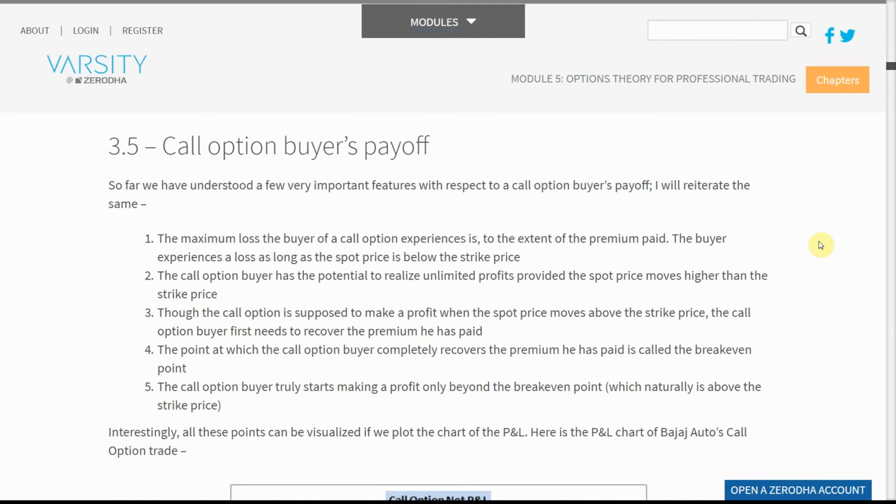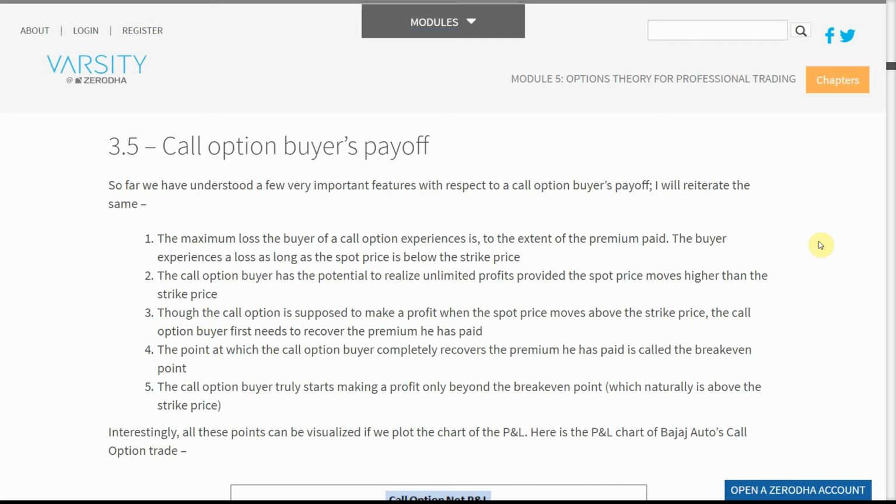So far we have understood a few very important features with respect to a call option buyer's payoff. I will reiterate the same. The maximum loss the buyer of a call option experiences is to the extent of the premium paid. The buyer experiences a loss as long as the spot price is below the strike price. The call option buyer has the potential to realize unlimited profits provided the spot price moves higher than the strike price.